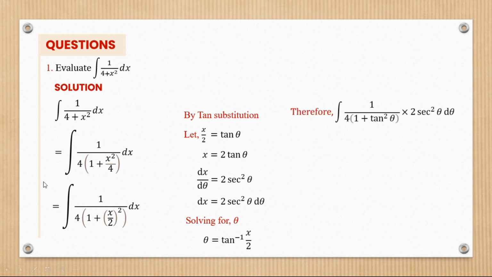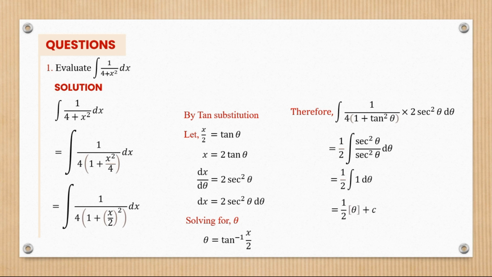Therefore, when you substitute everything back, we'll have 1 over 4 into 1 plus tan squared theta times 2 sec squared theta d theta. The 4 and this 4 reduce, and we'll be left with a half, so the half can be pulled out of the integral. We also know that 1 plus tan squared theta represents sec squared theta. So we'll have sec squared theta over sec squared theta, which is equal to 1. So we're going to have 1 d theta, which is equal to theta.